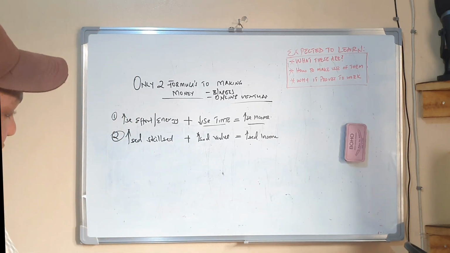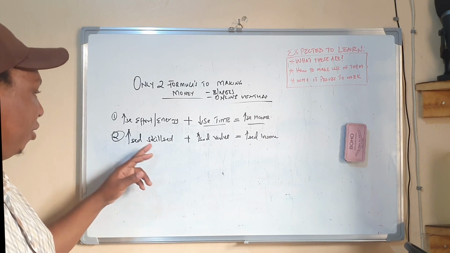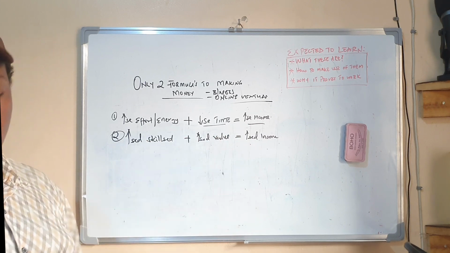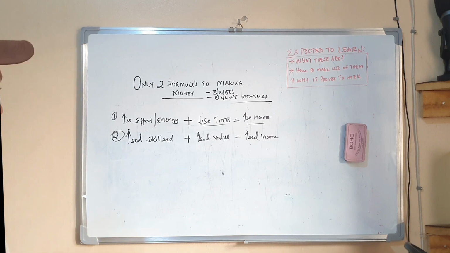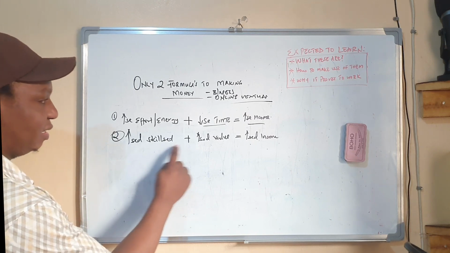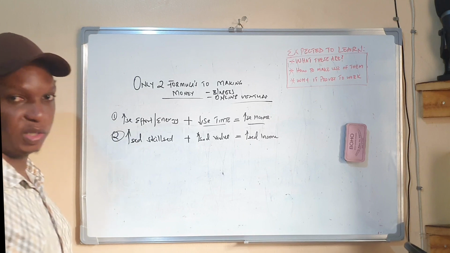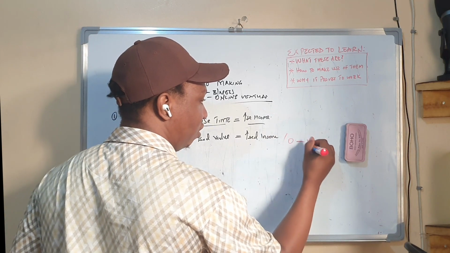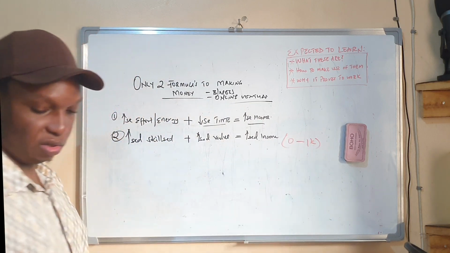Now let's look at the second one, which is increased skill set plus increased value resulting in an increase in income. Let's first break down the components. We have skill set, increased value. Because for the income, we all know it's consistent. We just need to have an increase from 0 to 1K. And I already told you the reason why.